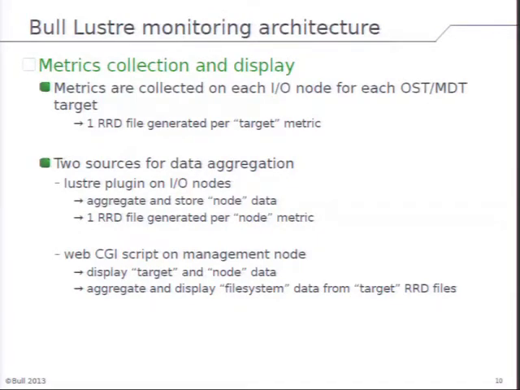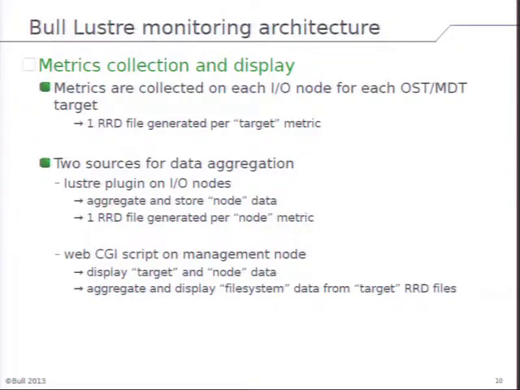Yeah, this one is a bit the same as what I've just said, but metrics are collected on each I/O node, so on OSS nodes and on MDS nodes, and the data is stored in one RRD file for each target. So there is one RRD file for each OST of each file system in the cluster, and one RRD file for each MDT in the system.